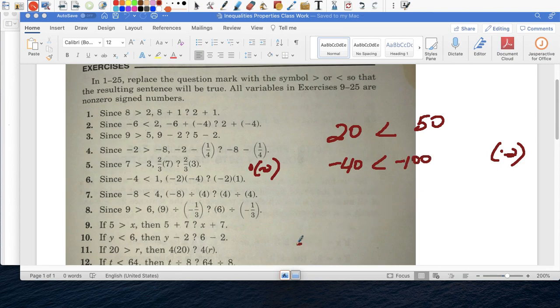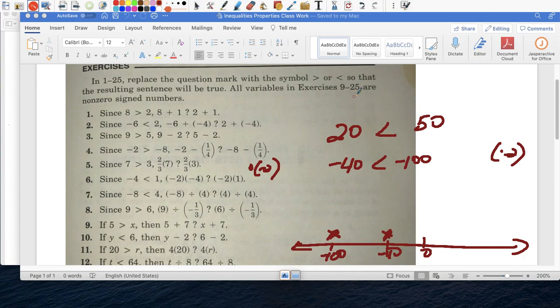So notice now, let me put these two numbers on a number line. Here is 0, here is negative 40, and here is negative 100. Remember, the further left you go, the less value you have. So this says that negative 40 is less than negative 100, which is obviously not true. Negative 40 is to the right of negative 100, so it has more value. Any number to the right of the other number you're comparing is the greater number.